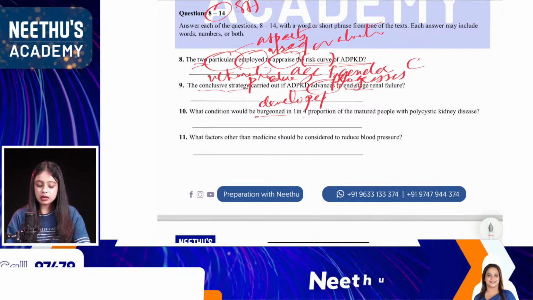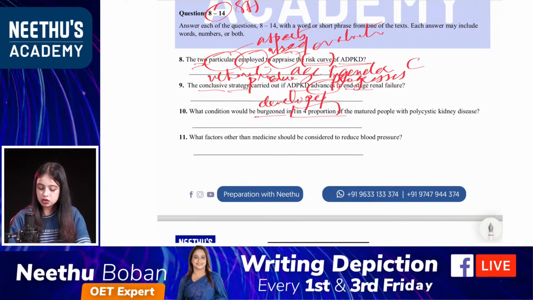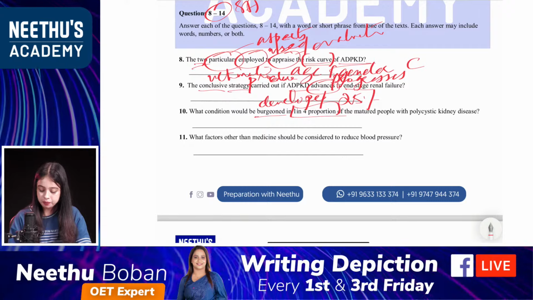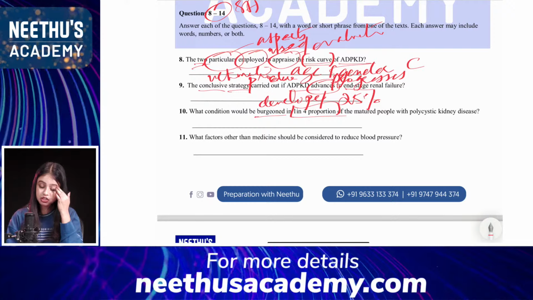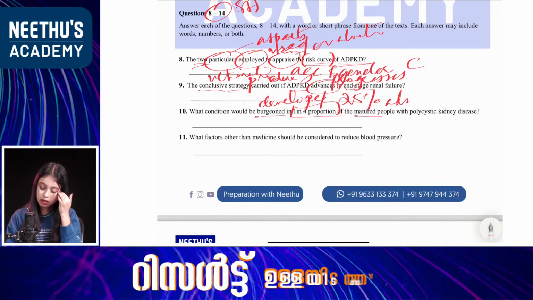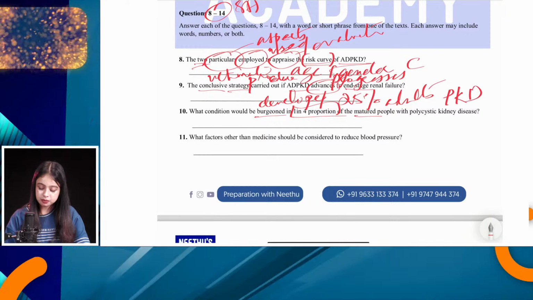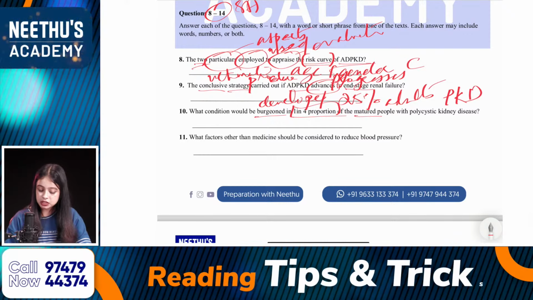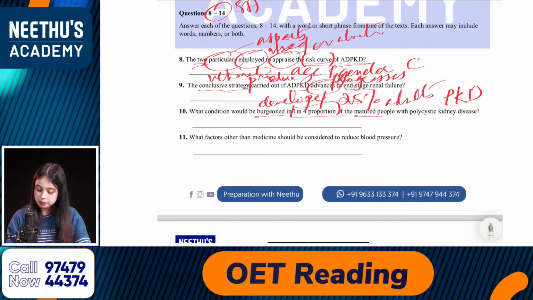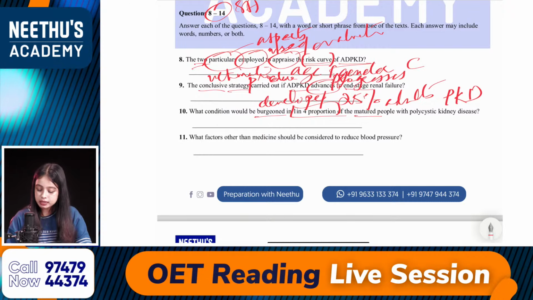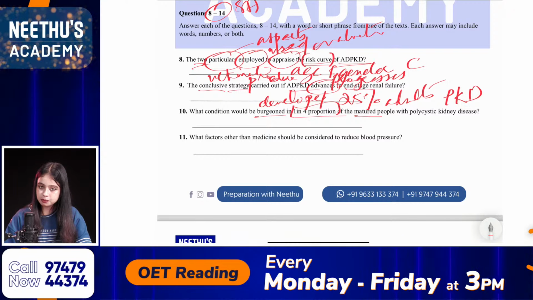Okay, in 1 in 4 proportion. 1 in 4 proportion, I think it is not directly mentioned. Instead of that, they have mentioned 25%. That is the proportion of matured people, meaning adults with polycystic kidney disease, that is PKD. Again, I have made the question simple. What is the correct answer? What condition would be developed in 25% of adults with PKD? Very simple question.